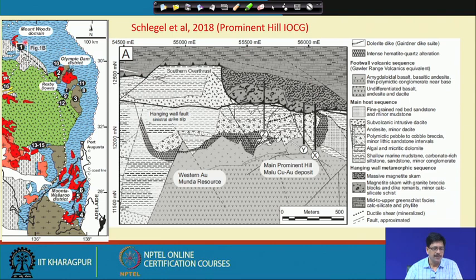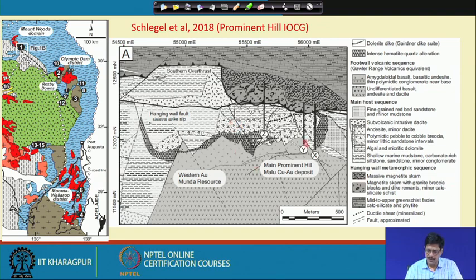Now, coming to the Prominent Hill IOCG, in the map which is shown here, it is quite clear that what we are seeing from the magnetite rich zone could be thought of as an earlier skarn type mineralization zone with some amount of pyrite, and then later on the sequence actually was in the order of the creation of this magnetite rich breccia, and then later on these breccia fillings and the deposition of the sulfides in different stages.